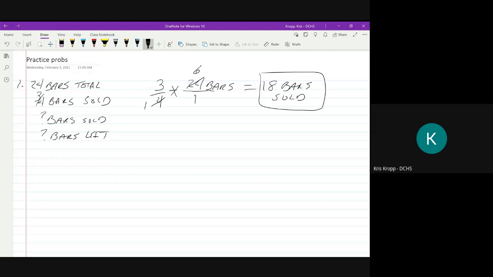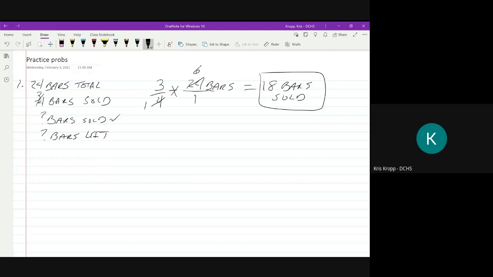So that takes care of the first part of my problem. Okay, 18 bars were sold. 3/4 of 24 is 18. And that 3/4, that's the part that was sold. So 18 bars were sold.